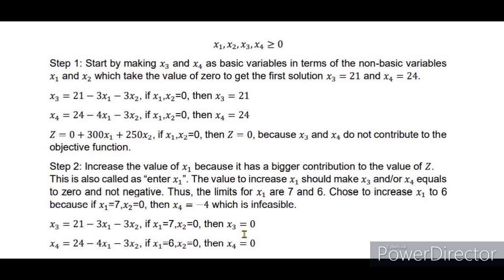Because when we substitute 7 to the second constraint, we will get this negative 4. If x sub 1 is 7 and x sub 2 is 0, we will get x sub 4 as negative 4, which is infeasible. Thus, we will choose the value of 6 to increase x sub 1 to 6 because it does not make x sub 4 negative.